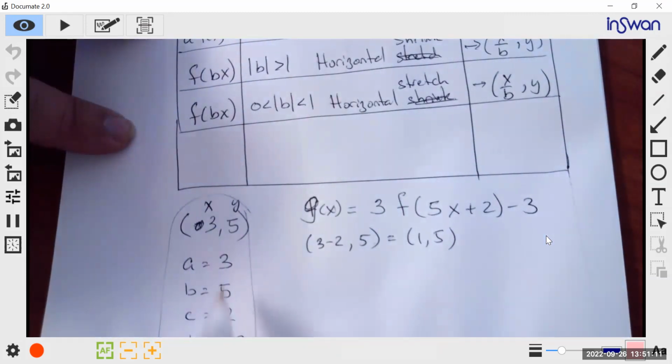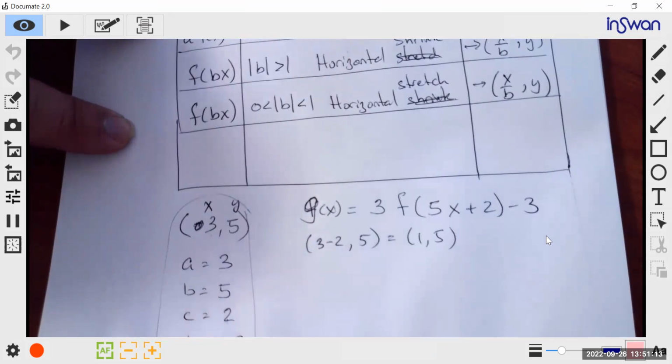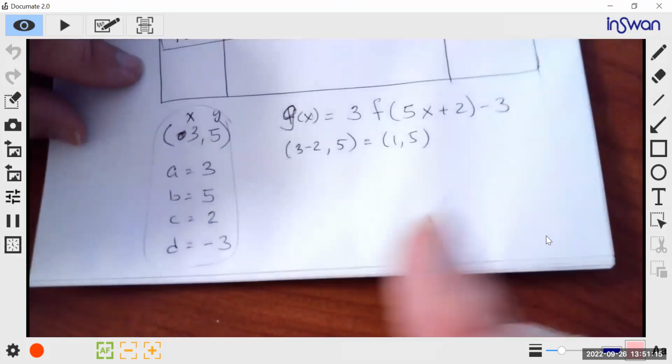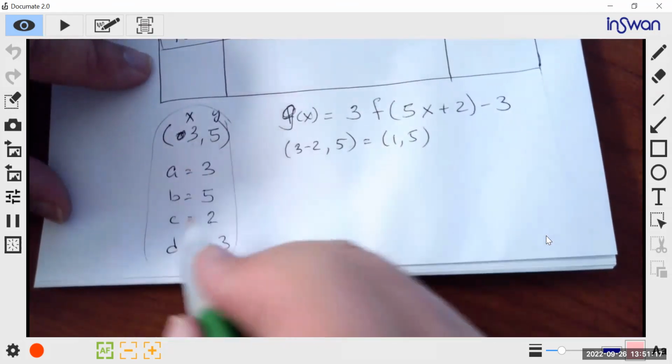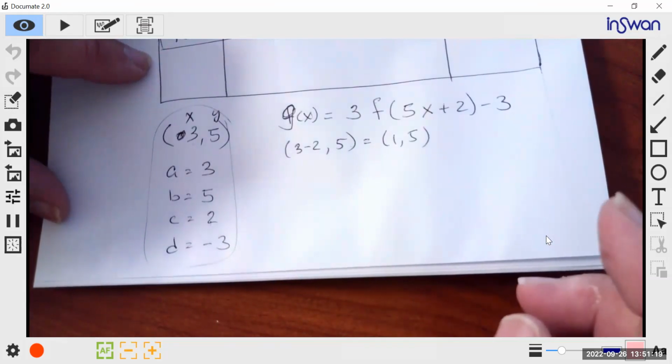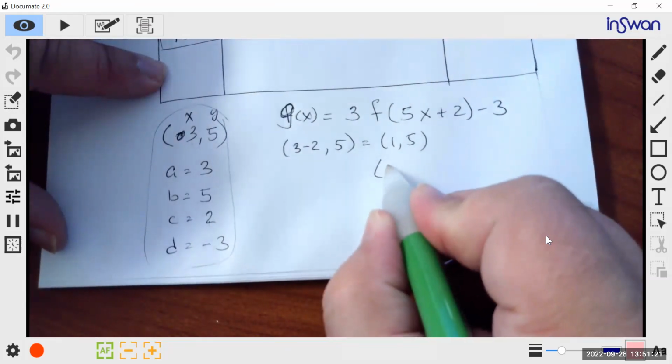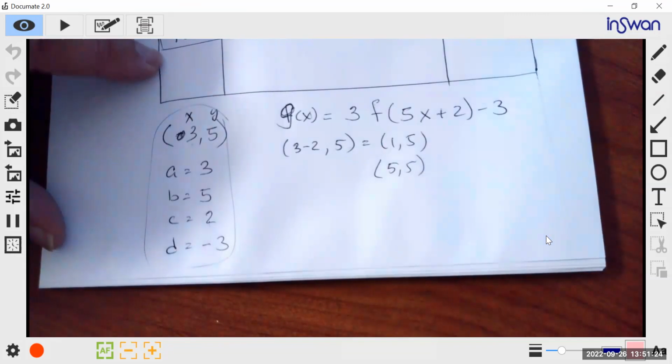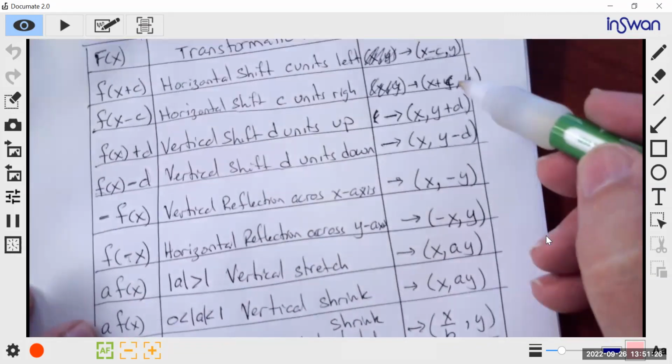So here's c and there's our value of x. And then we also have 3 plus 2 for the second one. So 3 plus 2 is 5 comma 5. That's for the second one, the horizontal shift.